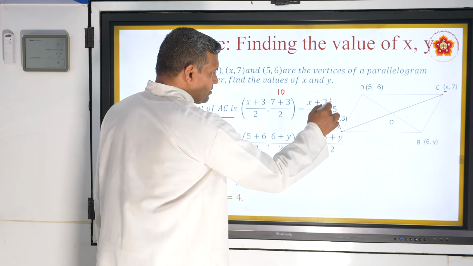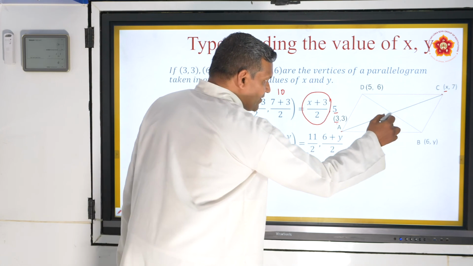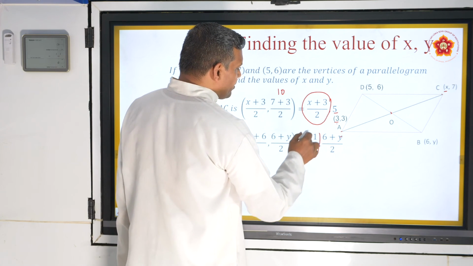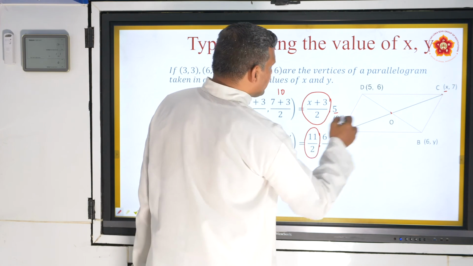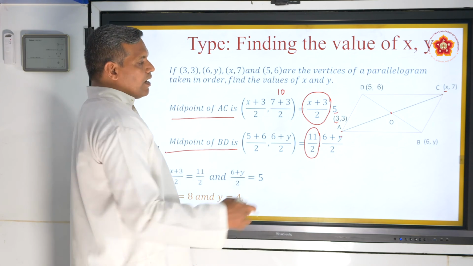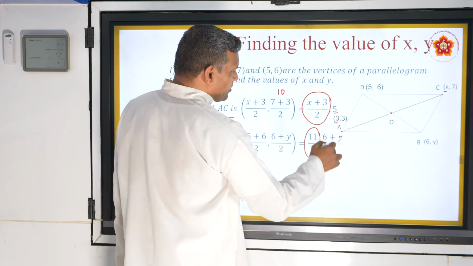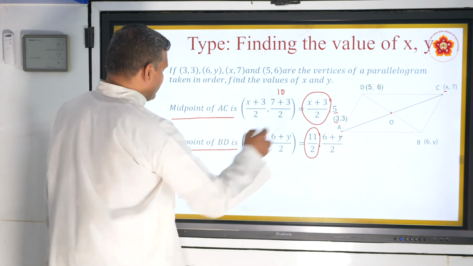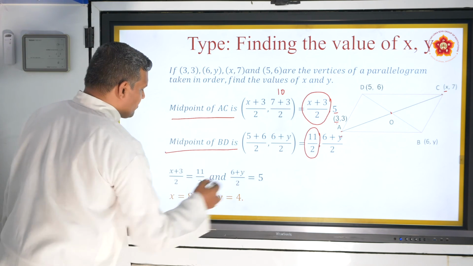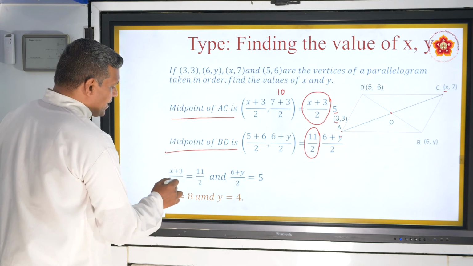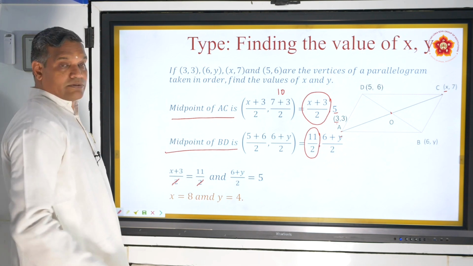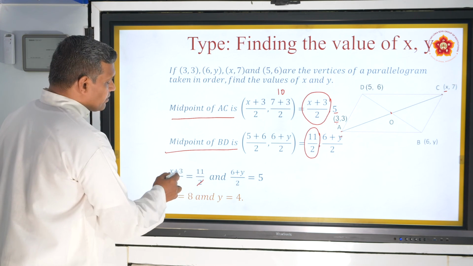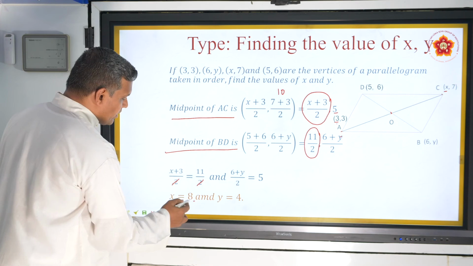This is the x coordinate of the same point from these 2 points, and this is the x coordinate of the same point from these 2 points. You can equate these two and get the answer, and you can equate the other two and get another answer. Let us look into this. x plus 3 by 2 is equal to 11 by 2. When you equate these two, what happens? The 2 in the denominator cancel with each other. So x plus 3 is equal to 11. x is equal to what? 11 minus 3, which is 8. x is equal to 8.